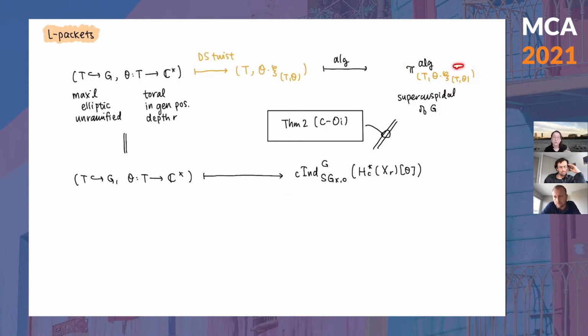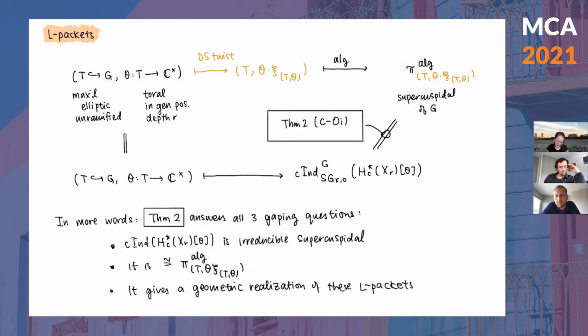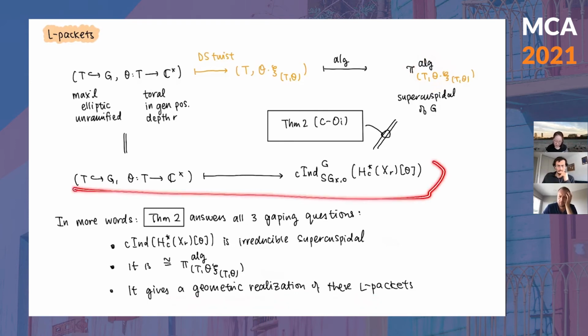This twisted algebraic one was the one that's twisted to be the correct one with respect to building L packets. And so I'll just write a summary of what I said here, which is that theorem 2 answers these 3 gaping questions that we had before. Once we developed this XR, we wanted to know the answer to these 3 questions, and the answers are: it is irreducible supercuspidal. It is equal to this representation that has a totally different construction, and also it gives a geometric realization of these L packets. In other words, this natural correspondence coming from XR is on the nose the one that preserves stability. Okay.